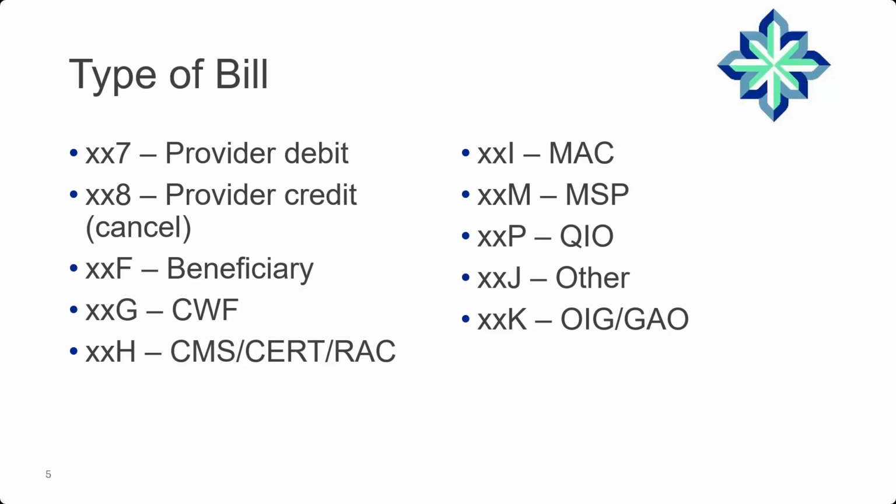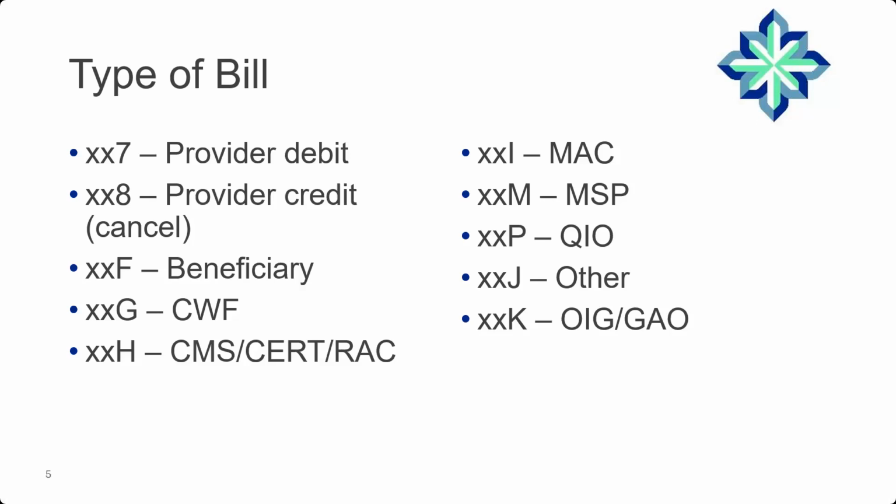Now, I'm not going to cover all of these, but I do want to mention a few that are a little more common. XXGs are adjustments that are initiated by Common Working File. You may have heard the term unsolicited response. So Common Working File houses all of the claims from every Medicare contractor. So it makes sense that they would be able to detect conflicts in information that a single MAC may not know about.